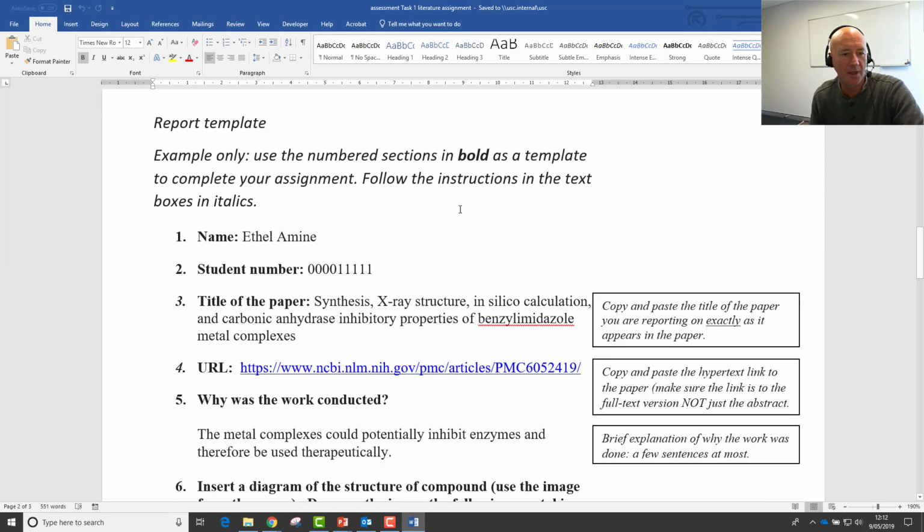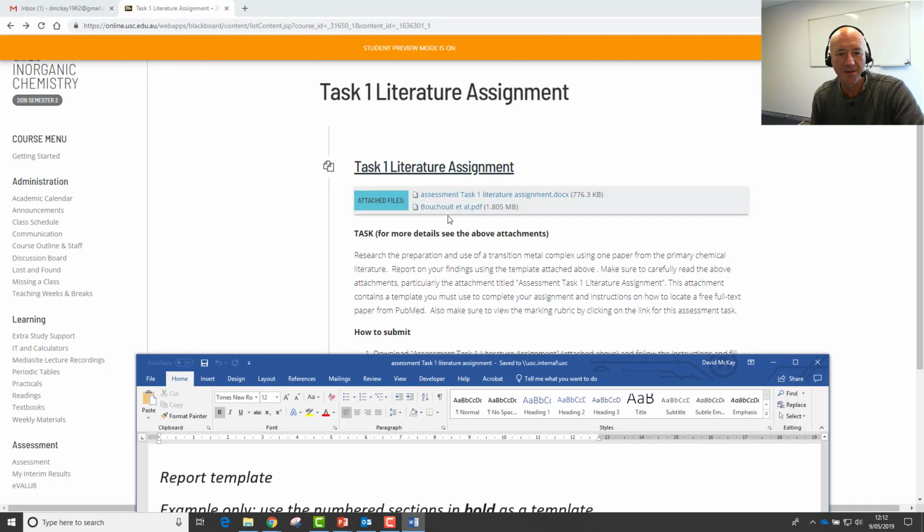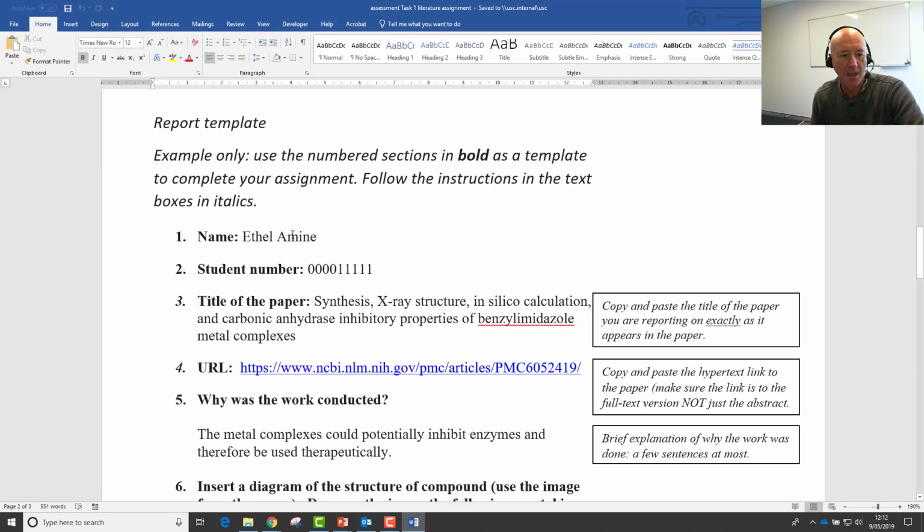Okay, so the template, here it is here. What I've done is I've given you not only the template, but an example of what we're expecting. So the example uses that paper that was in the attachment. Just move that out of the way. This paper here, right? So you can see precisely what it is that we're doing here.